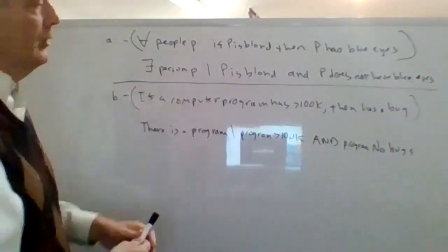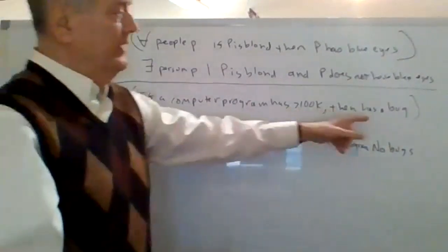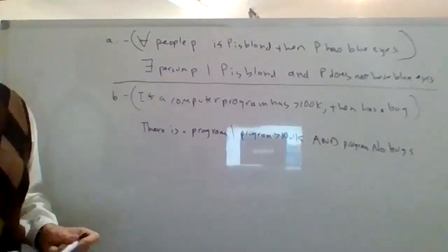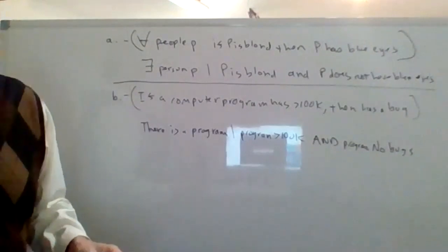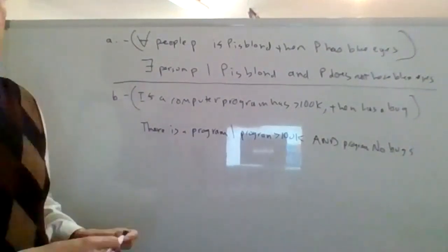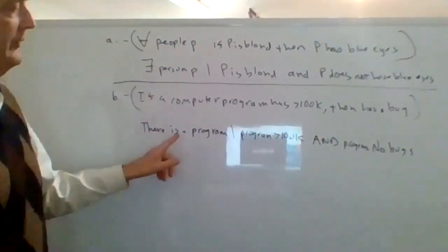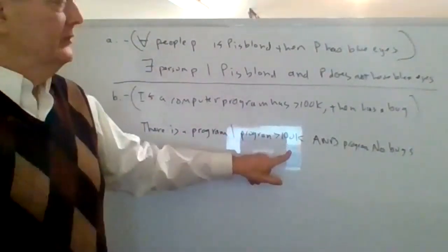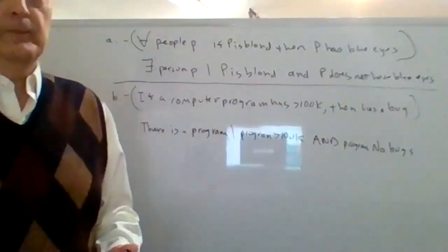For part B, we have the universal conditional: if a computer program has more than 100,000 lines of code, then it has a bug. The negation of that is again going to be a conjunction, in other words, an and statement. And it asks us to give an informal interpretation of the negation, and that is this: there is a program such that the program has more than 100,000 lines of code, and the program has no bugs.